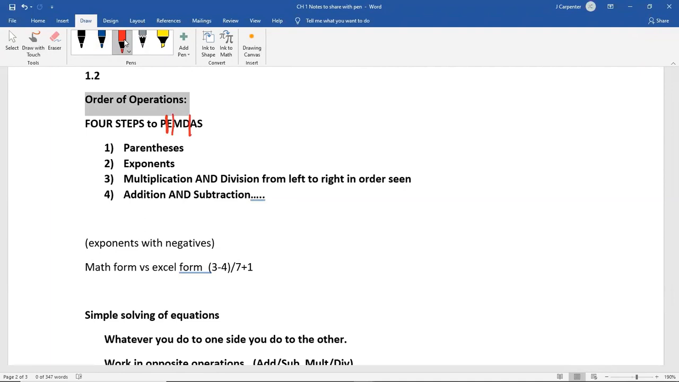So what that means is you don't do all the multiplications and then all the divisions. You don't do that. If you see a multiplication, then a division, then a multiplication, then a division, you will do them in that exact order. If you see 10,000 divisions and then a multiplication, you would do the 10,000 divisions first and then the multiplication. There's only 4 steps. The same is true for addition and subtraction.